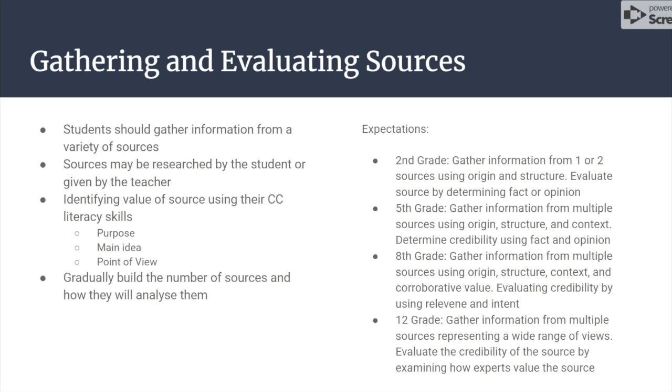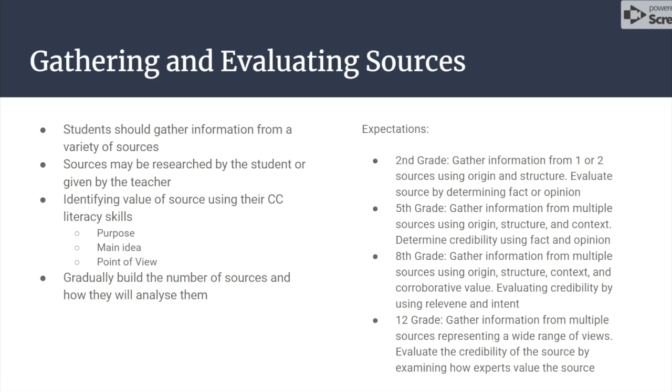So for example, if we turn to the expectations, by second grade, students should be gathering relevant information from one or two sources while using the origin and structure to guide their selection. They should also evaluate a source by distinguishing between fact and opinion. In fifth grade, students would be able to gather information from multiple sources using origin, structure, and context, and then determine the credibility of the piece by looking at fact and opinion.